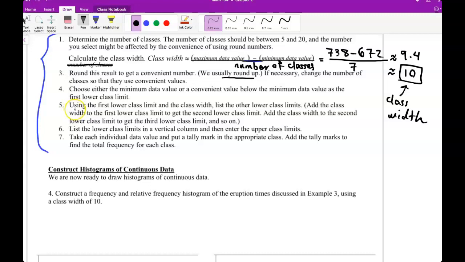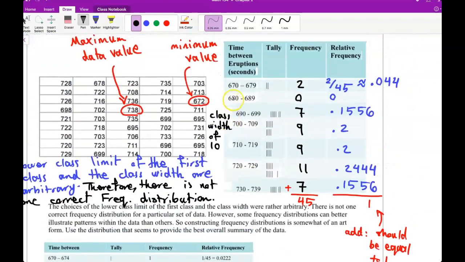Okay, number 5, using the first lower class limit and the class width. Then we're gonna use these two, and then adding class width here. So we have this one, 670, and we know how many classes we're gonna have is 7, and we decided on what class width is. Then building these classes is easy. You only need to add class width to that one.